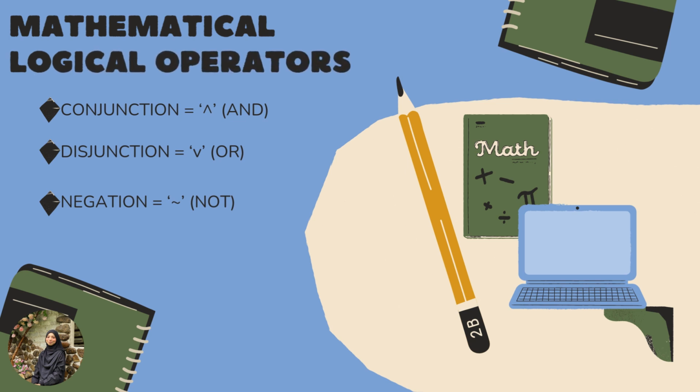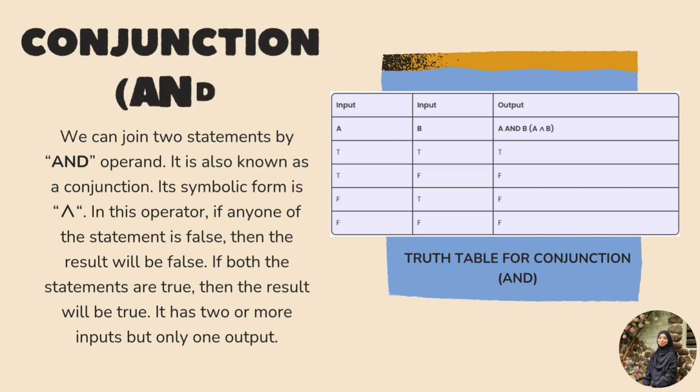Now, for mathematical logical operators, we use three. First, conjunction. This means and. Second is disjunction. This means or. And the third one is negation. This means not. Actually, there are five, but for this assignment, we just use three. Okay, so now let's see one by one.